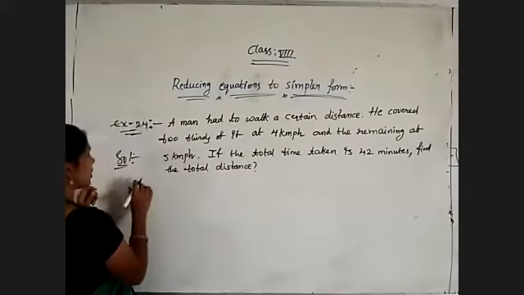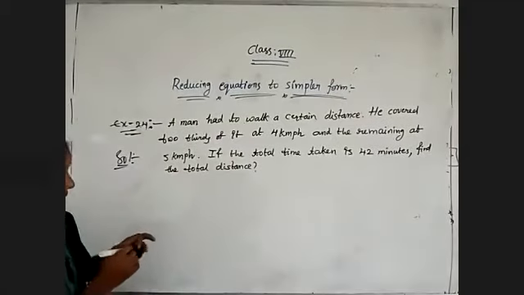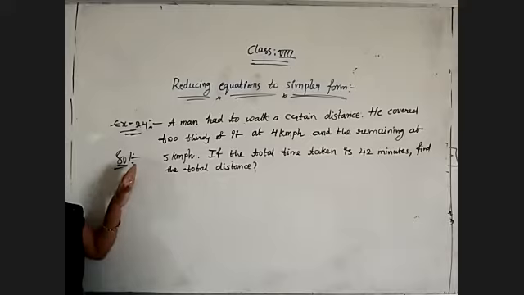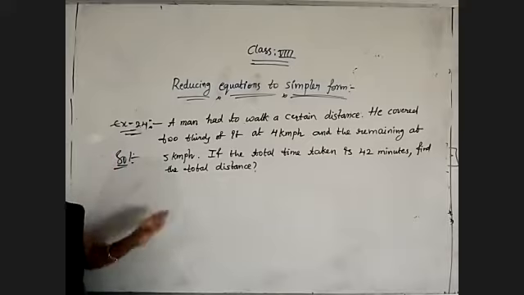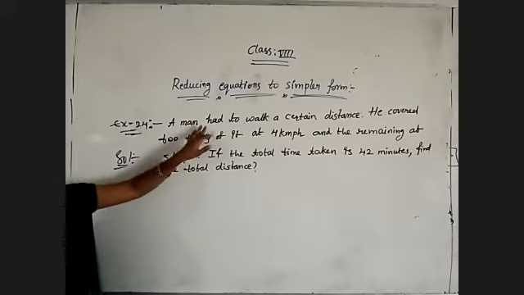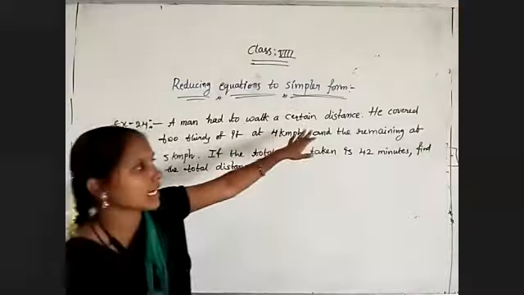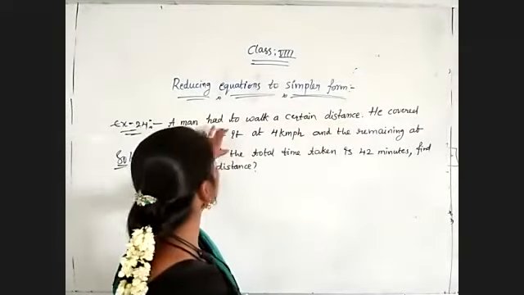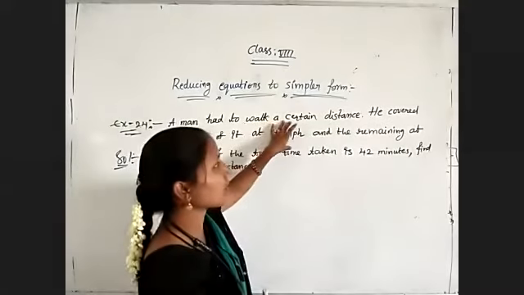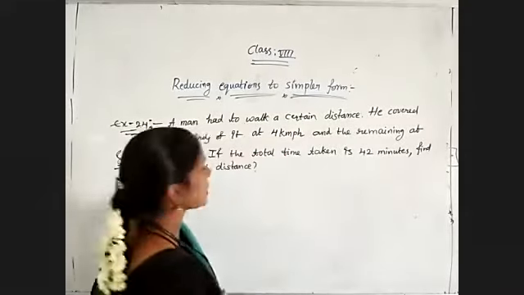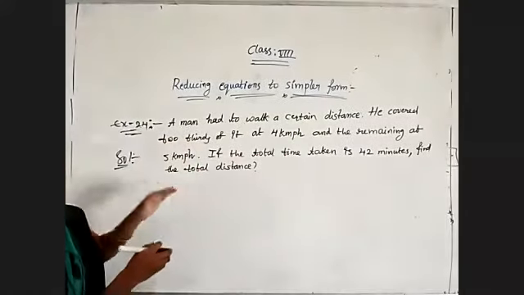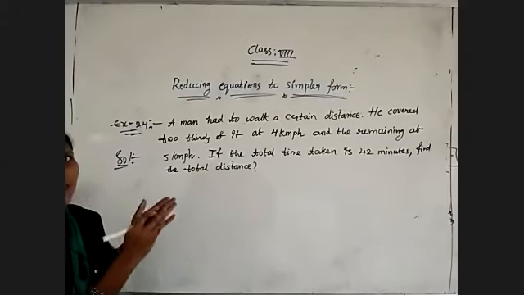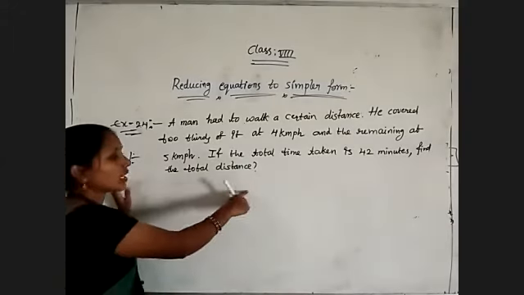Okay, observe the question. It is very simple, but you need to understand it well, because this question is on speed, distance, time. A man had to walk a certain distance. He covered 2/3 of it at 4 kilometers per hour and the remaining at 5 kilometers per hour. Means the total distance he has divided into 2 parts.